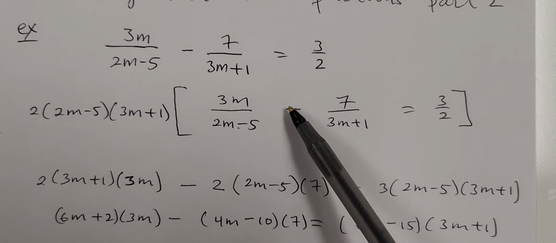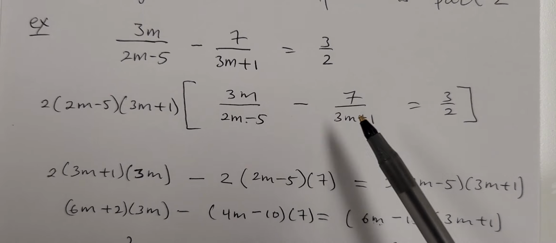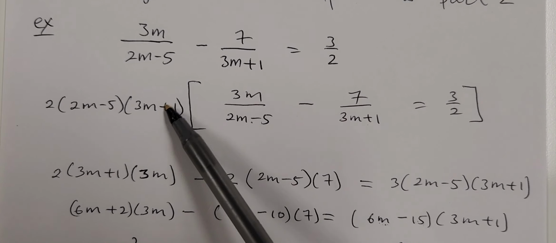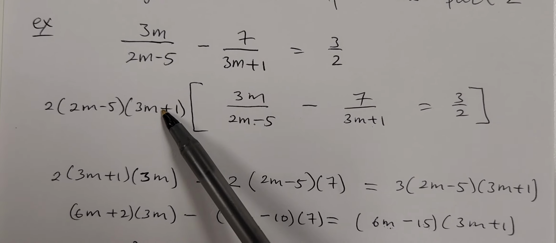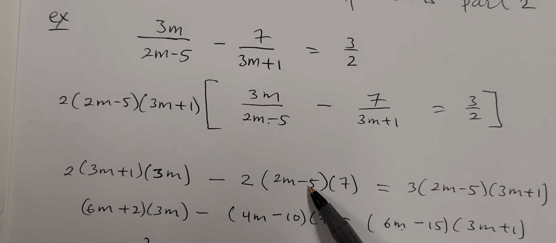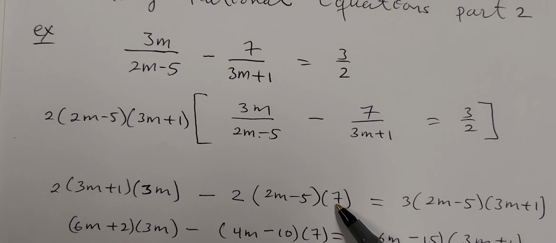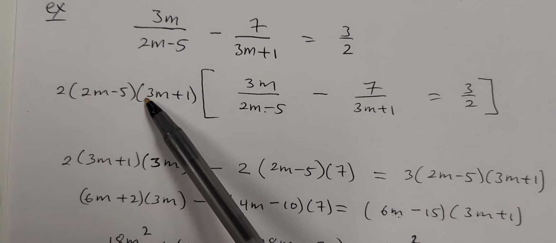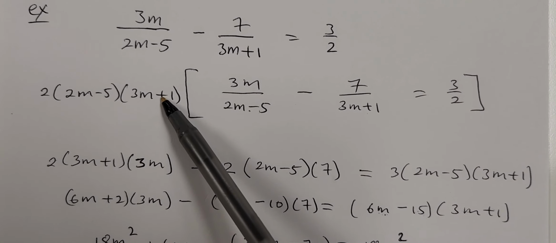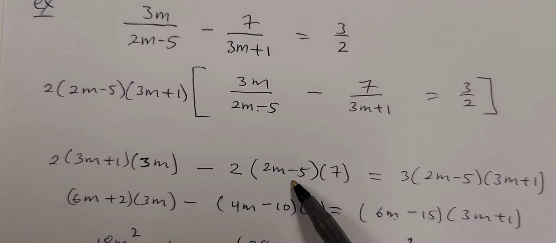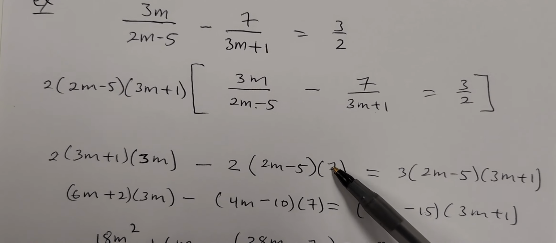Don't forget the minus, so bring that down. Here I have 3m plus 1 and 3m plus 1, so they cancel as well. All I have left is the 2, the 2m minus 5, and bring this 7 down.